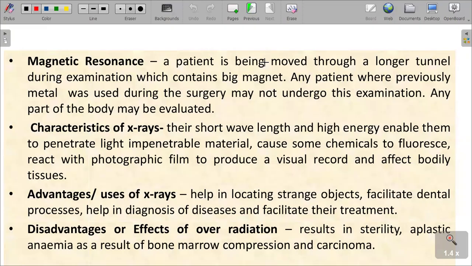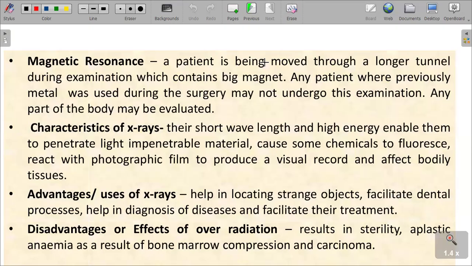Magnetic resonance is actually a form of X-ray again, where a patient must move through a long tunnel, an opening which has some magnets within it. During the examination, the person must move through that long tunnel, which contains a big magnet. In this regard, we need to understand that patients who have previously been treated and have metallic objects or metallic treatments in their body cannot be allowed to go through magnetic resonance, because of the relationship between metallic items and magnets.